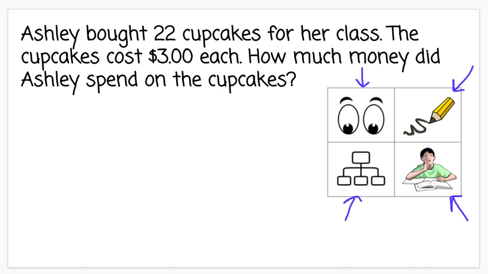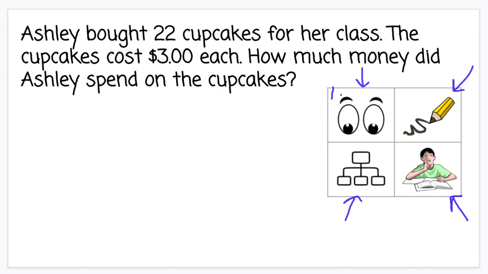Here I have: Ashley bought 22 cupcakes for her class. The cupcakes cost $3 each. How much money did Ashley spend on the cupcakes? So if I'm following step one, I need to read this problem twice. Ashley bought 22 cupcakes for her class. The cupcakes cost $3 each. How much money did Ashley spend on the cupcakes? If I read the problem 2 times, it will help me understand it better.